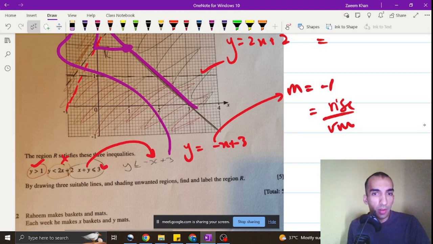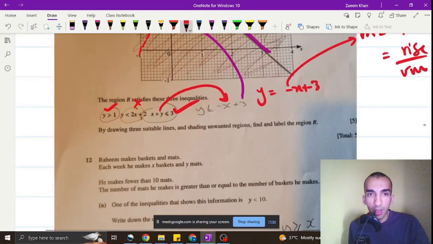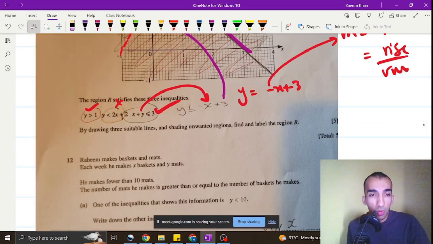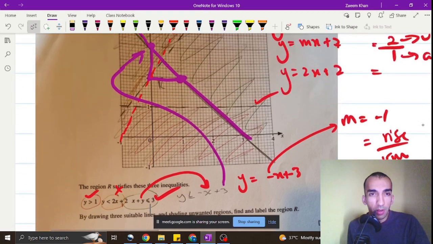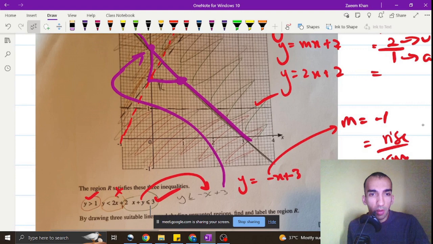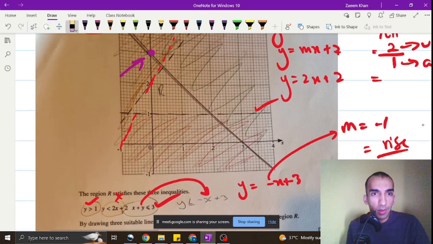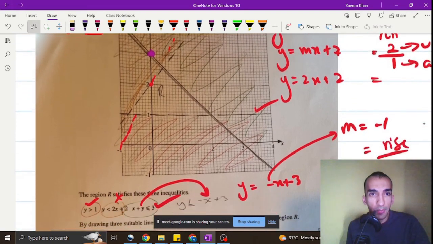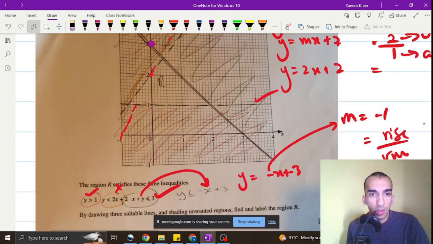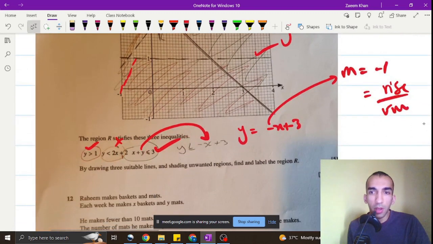This is perfect. So now you're supposed to find the final region and label the region R. Okay, you're saying R is over here, greater than 1, below this and even further below. Well done, Rida. I'd give you 4 out of 10.